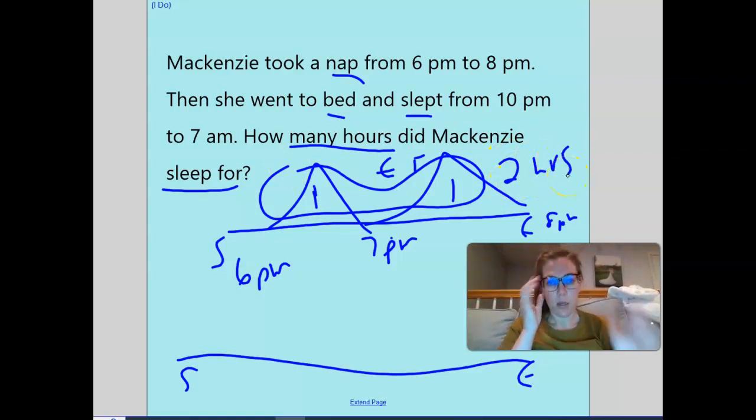Now do the bottom one. Now we're doing how much time she actually slept through the night. So she goes to bed at 10 p.m.